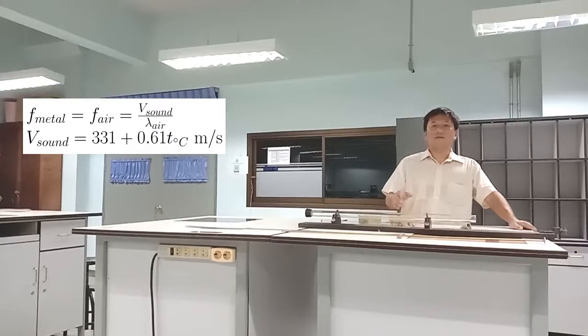To determine the velocity of sound in air, theoretically, we could use the temperature. You have the temperature of the air in Celsius. We could approximate the velocity of sound in air. And once we have all that, we could calculate the frequency of the vibration in metal.